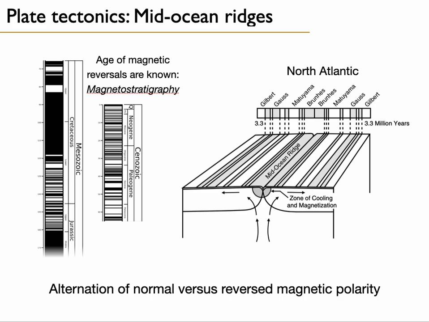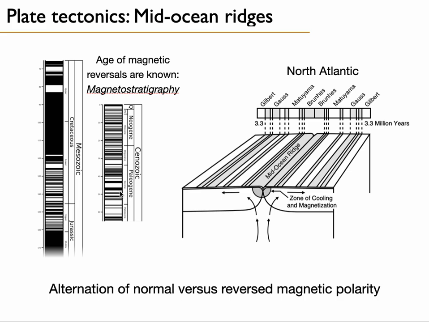There are some features which are alternations of the polarity of the magnetic field. So we know from magnetostratigraphy that polarity reversals of the magnetic field can be precisely dated. They can be pinpointed through the geological history.